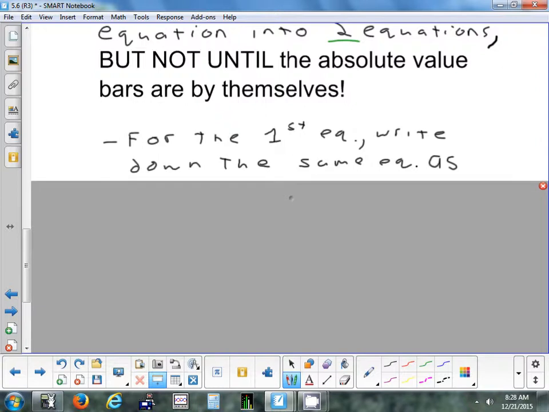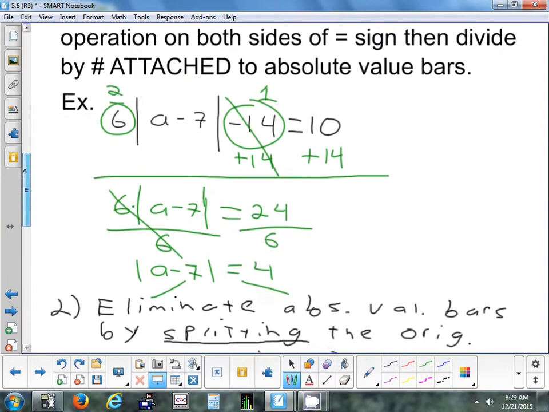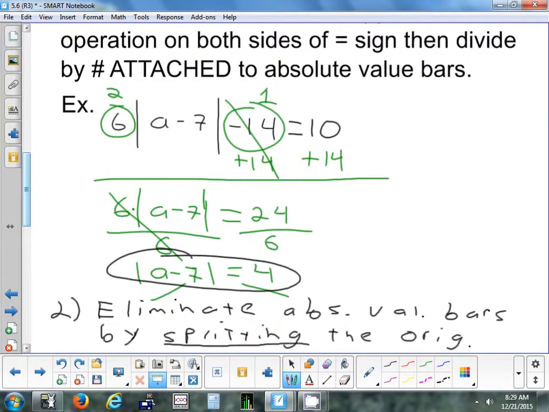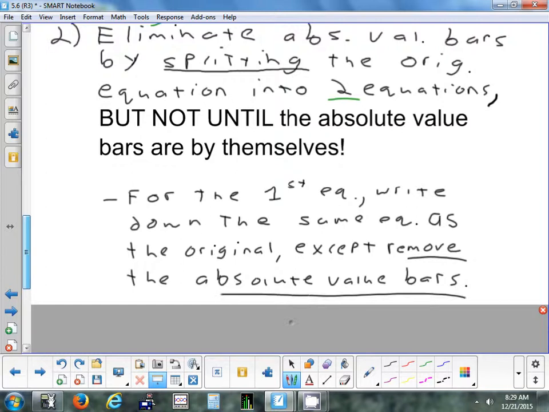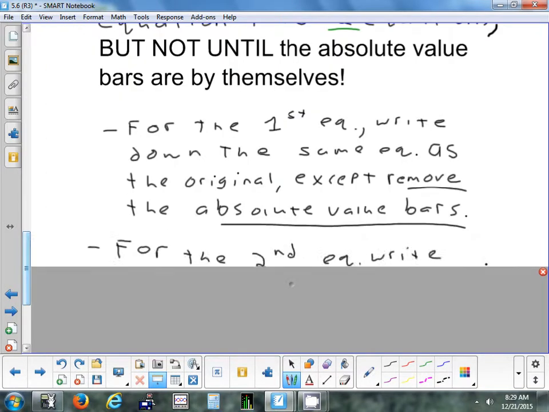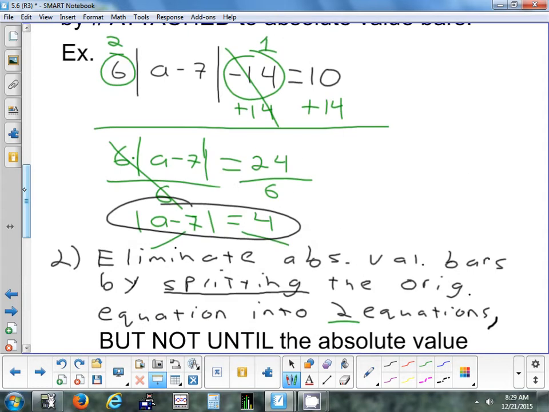For our first equation, you're going to write down the same problem you have as the original, which I'll just show you what that would be. That would be that. So you'd write this down again, except you'd do one thing: remove the bars. So if I was going to do that for this problem, I would write down a minus 7 equals 4. I just take off the bars. That's it. And then I go ahead and solve it. And that's one answer.